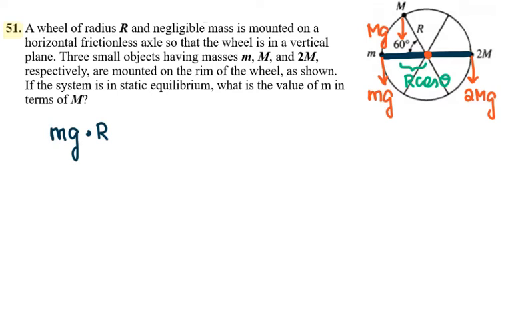So sine of 90 degrees is 1. Then the other one is negative 2m times g, and the distance is also r, and sine of 90 degrees is also 1. It's negative because it would make the wheel rotate in the clockwise direction, and the lowercase m would make the wheel rotate in the counterclockwise direction. And for the mass m, this is the tricky part.